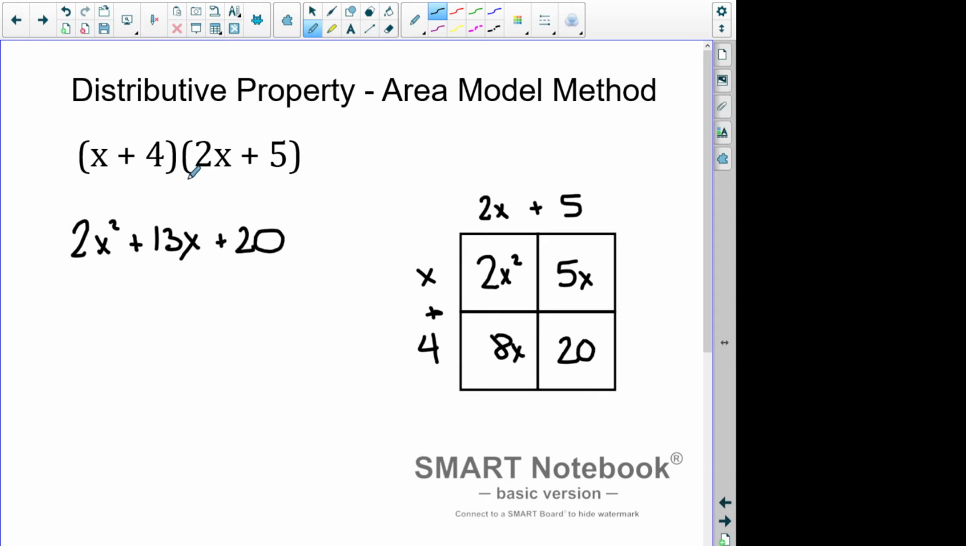Okay, and also, they call this an area model because if I had a rectangle where one side was x plus 4 and the other side was length 2x plus 5, I could find the area of that by plugging x into this equation.